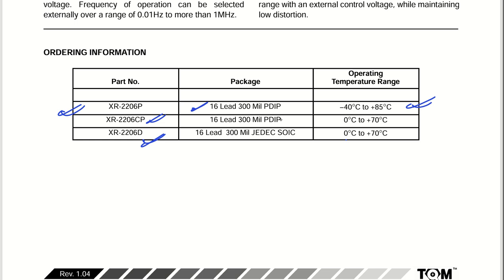So I have always preferred this one, which is the XR2206 CP, which has the lower temperature range. However, it will be lower cost as well. And if you want to go ahead with a little bit higher temperature range, then you can go ahead with this particular first one, which is the XR2206P.